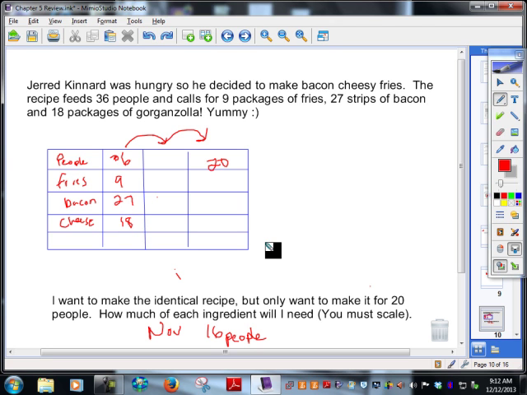Okay, so I basically have to scale it down because I don't need it for 36. Sure, I could still make the recipe for 36 people, but I'm going to have a ton of leftovers. I don't want that. I want to make the same recipe, but only for a lesser amount of people. And I don't want the recipe to taste different. If I just start changing it and saying, oh, I'll just throw in 8 bags of fries and 2 strips of bacon, it's not going to be the same taste, is it?